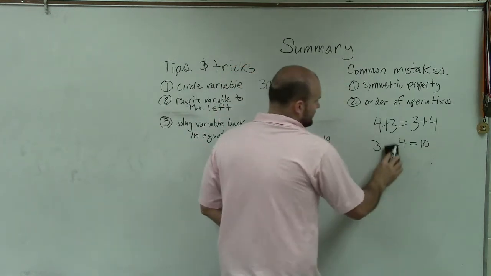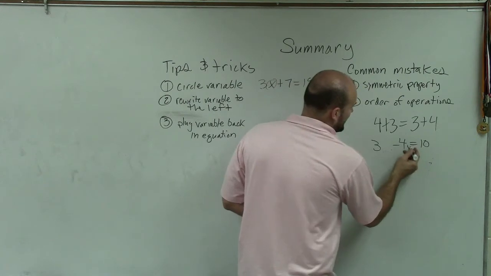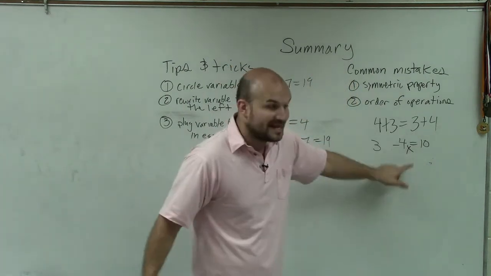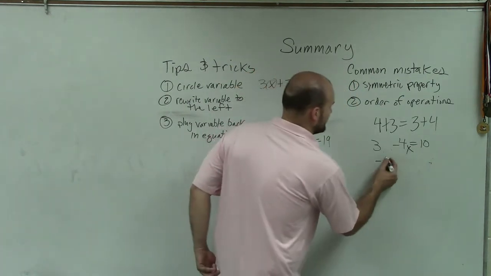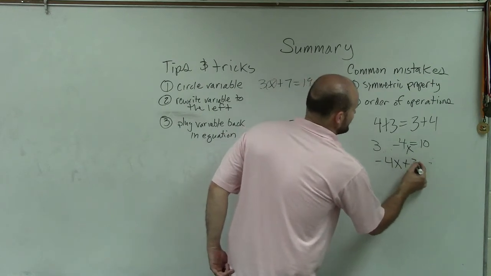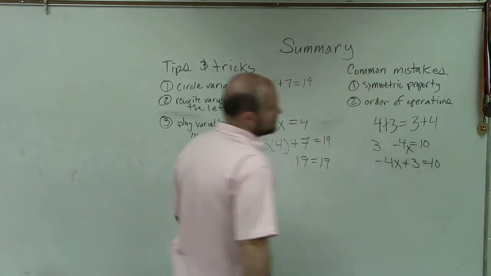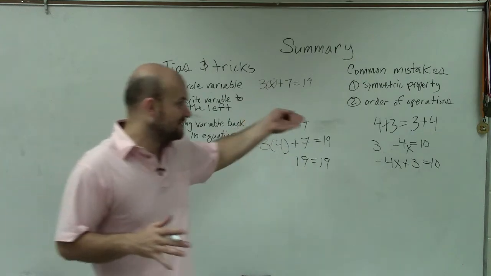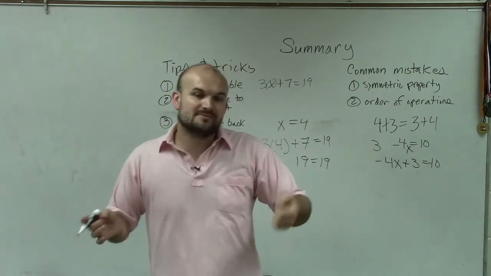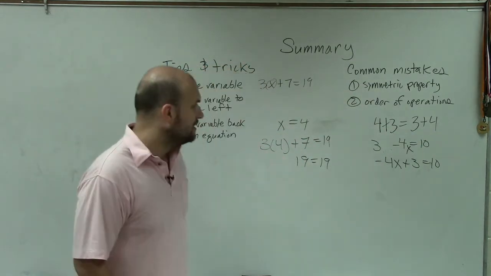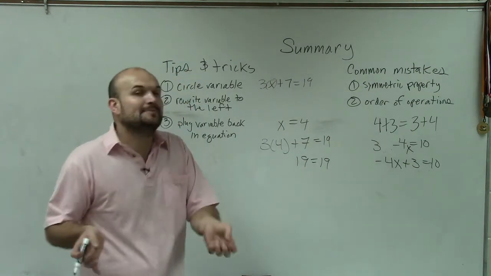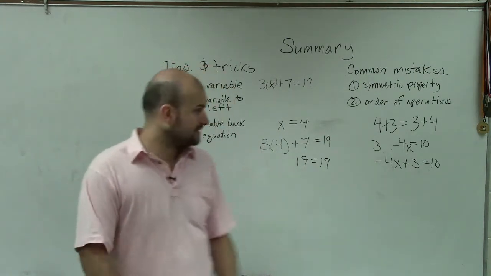But let's say I had it like this. If I want to rewrite this, that's a negative 4x, and that's a positive 3. So I have to rewrite it with the correct format to be able to solve the problem. A lot of students understand the symmetric property for addition but make the mistake for subtraction. You've got to make sure you keep the signs when you're rewriting them.